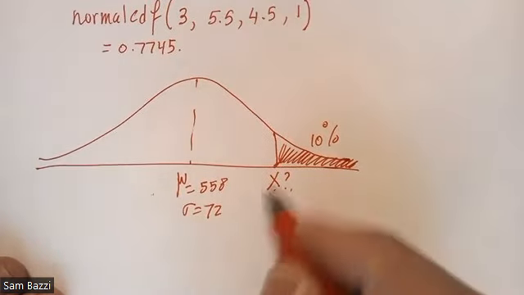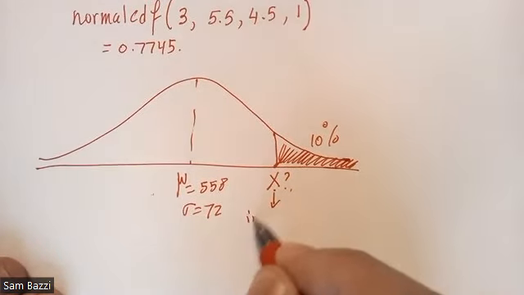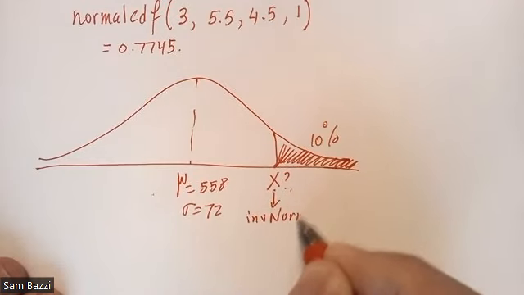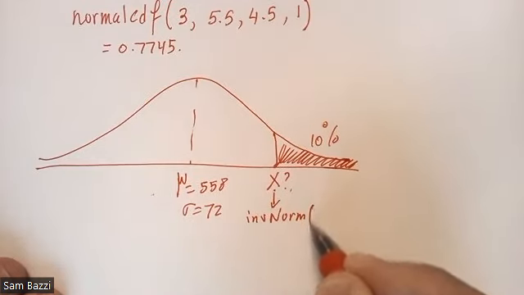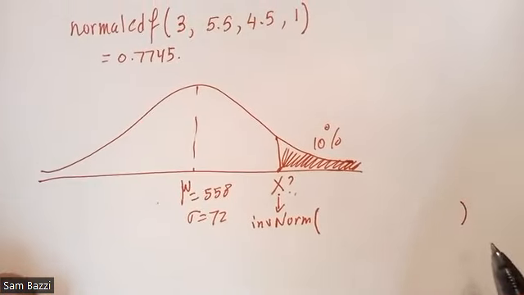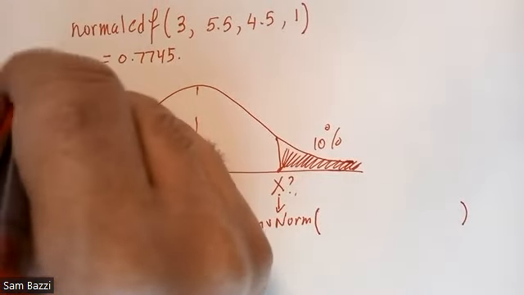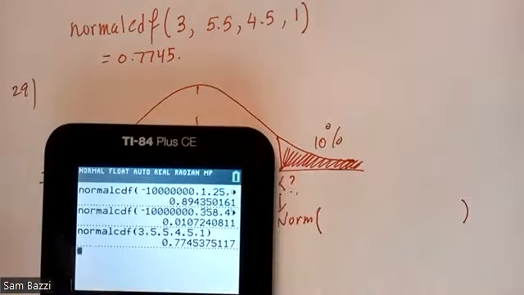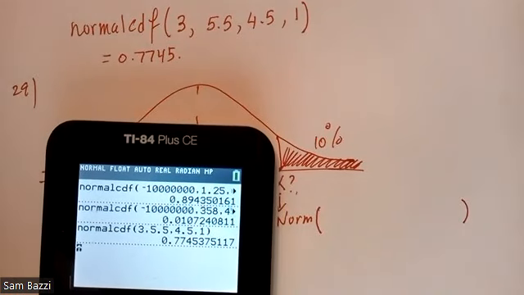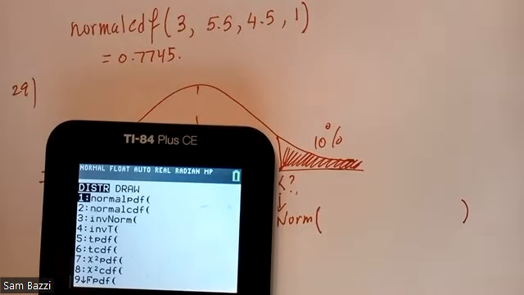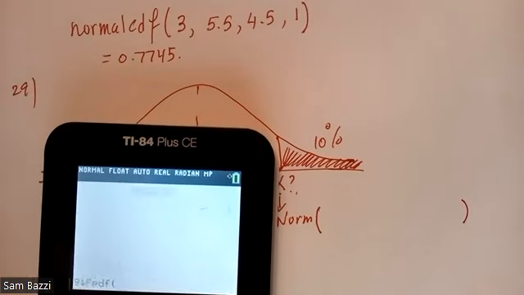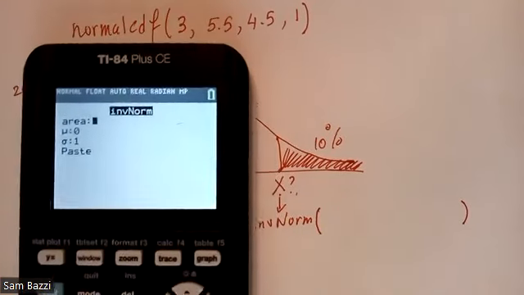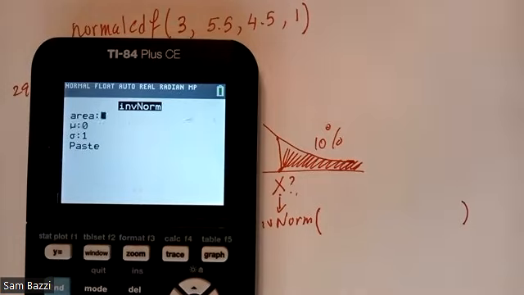Here's how you do it. There is a function called inverse norm built into the calculator, and I'm going to go to this function and show you how to solve question 29. So watch, guys. You go to second, distribute again, same way you do normal CDF. You go to inverse norm. And look what this is asking us for: the area, mean, and standard deviation.